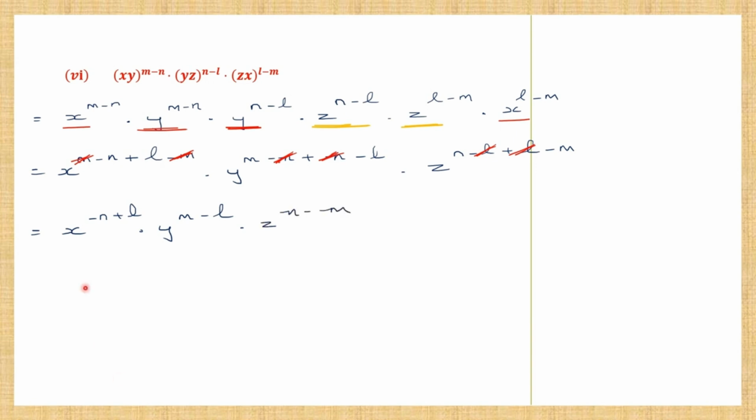Now look at the first one, we have to make it positive, isn't it? So we're going to write l first. So this will be x to the power of l minus n into y to the power of m minus l and into z to the power of n minus m. So this is our final answer.